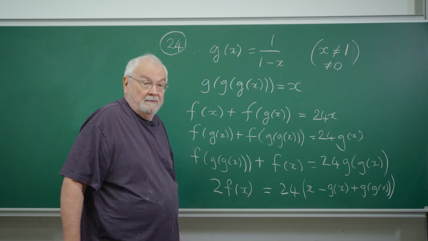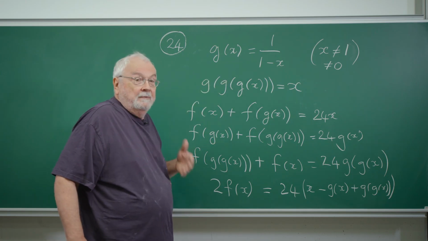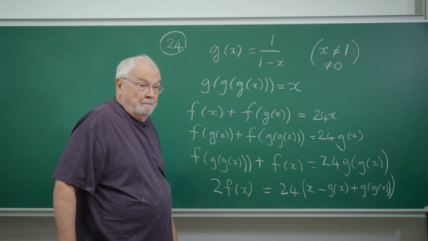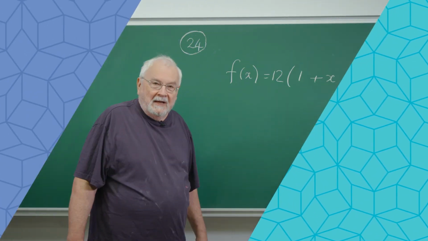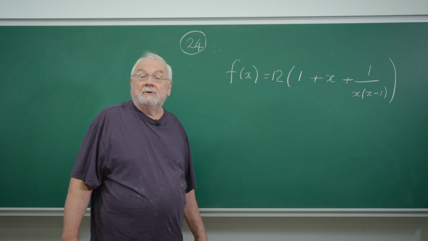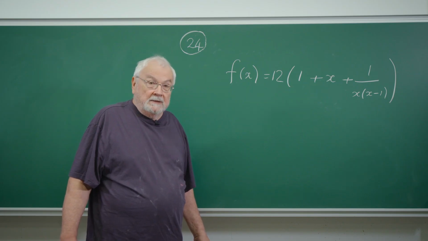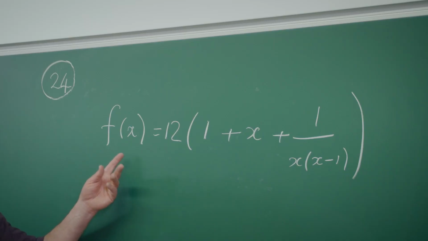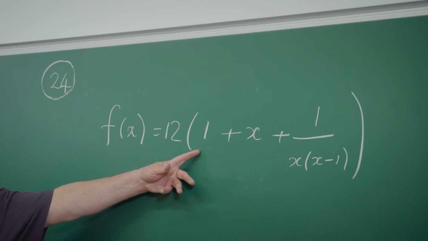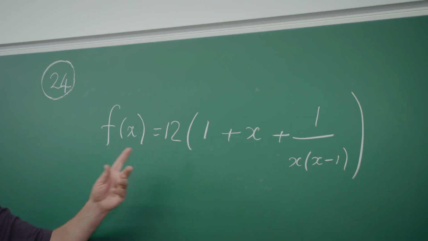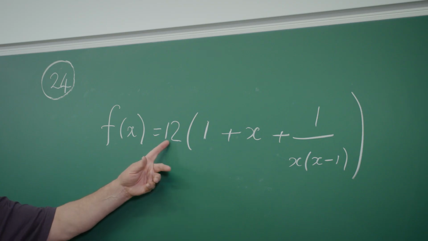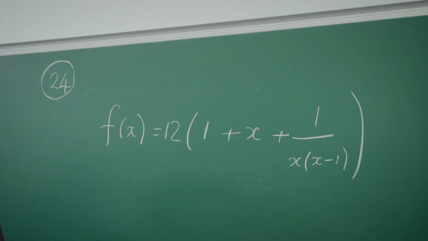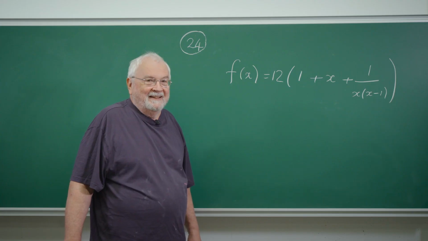It doesn't matter what the function g of x is, as long as it's got the property that if you compose it with itself 3 times and it avoids these bad values, the same argument will work. We have this formula for f of x in terms of the function g of x. You know what g of x is, so you can work out all the details and get an explicit formula for f of x. And there it is, the function that was causing all the trouble in the first place. And if you evaluate at 3, you get 12 times 1 plus 3 plus a sixth. And that, I hope, gives 50.